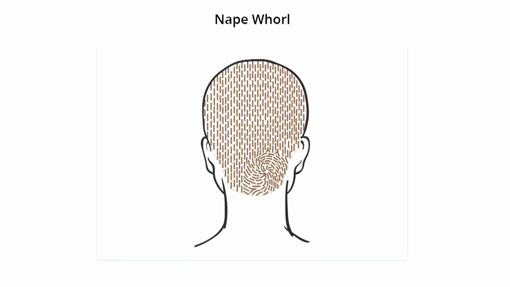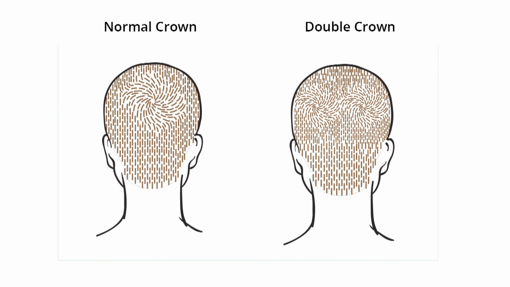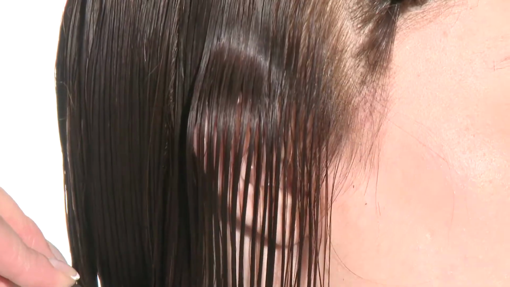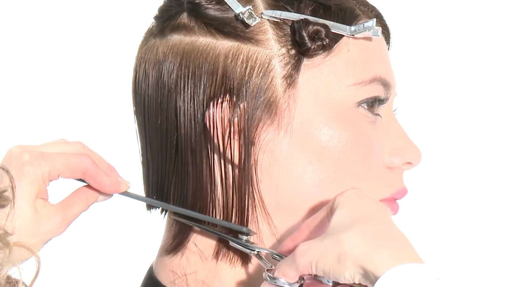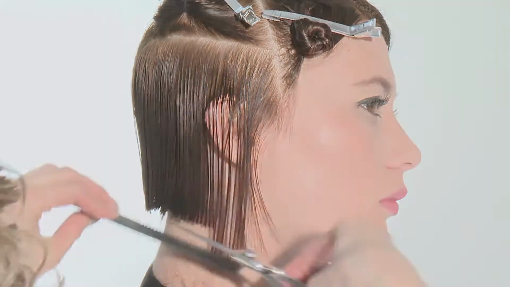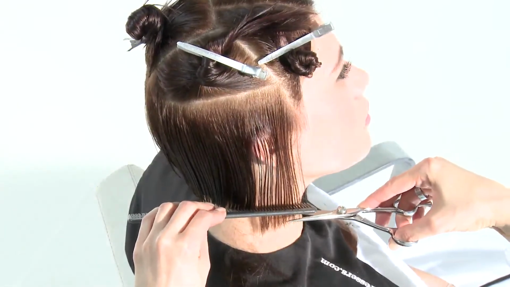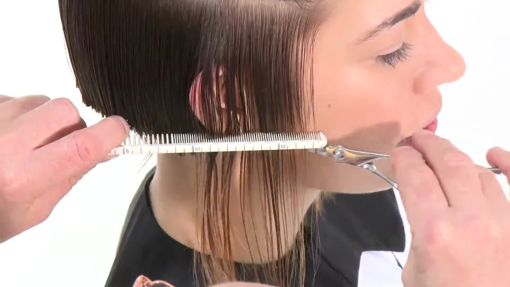Be mindful of front cowlick, nape cowlick, double crown, widow's peak. Be mindful that the ear causes a protrusion. You need to account for the protrusion and consider how the hair will fall when dry. Perhaps reduce the amount of tension.